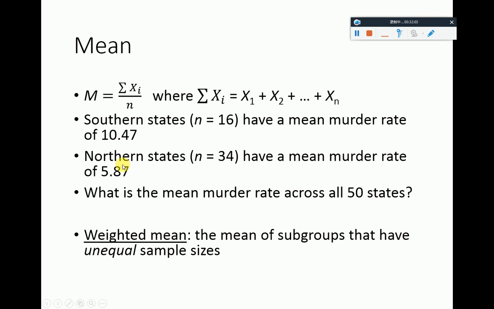So southern states, northern states, there are 2 subgroups that have unequal sample sizes. See, the sample sizes here are unequal. 16 obviously is not equal to 34, right? And then each subgroup has a mean of itself. So the mean for the southern states is 10.47, and the mean for the subgroup of northern states is 5.87, and they have different sample sizes. So to compute a mean of these 2 subgroups, we need to understand how to compute weighted mean.